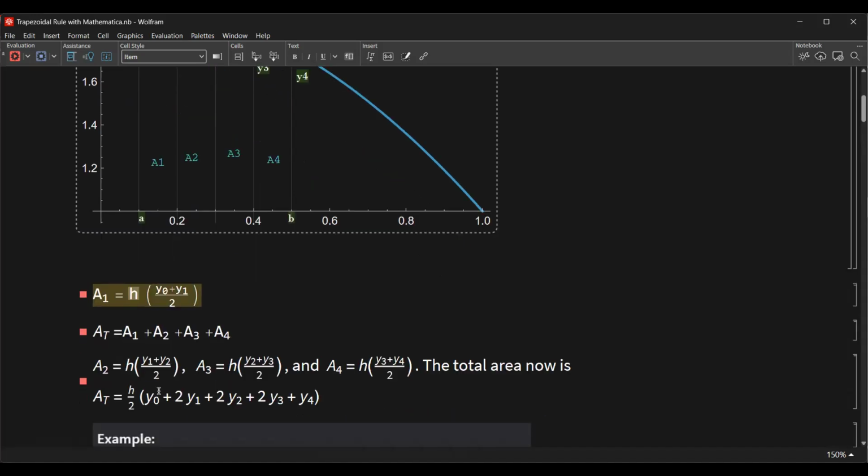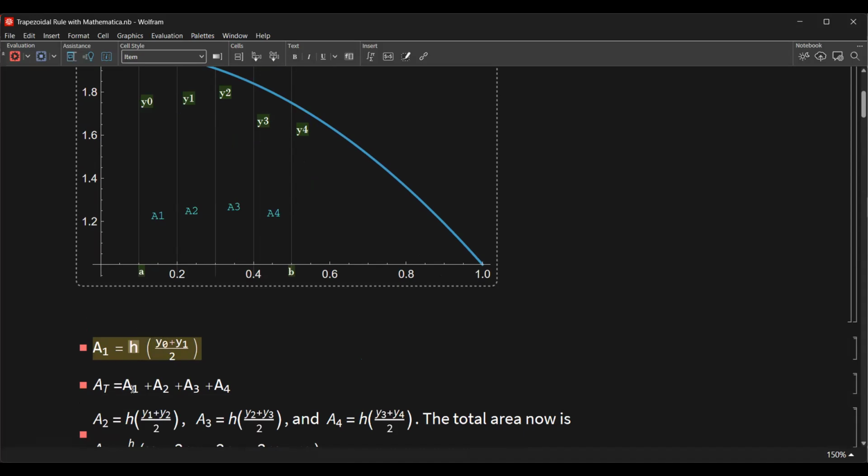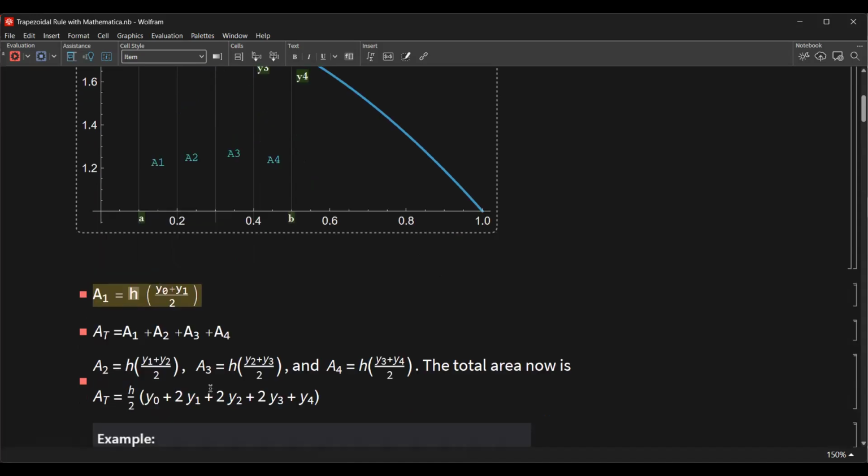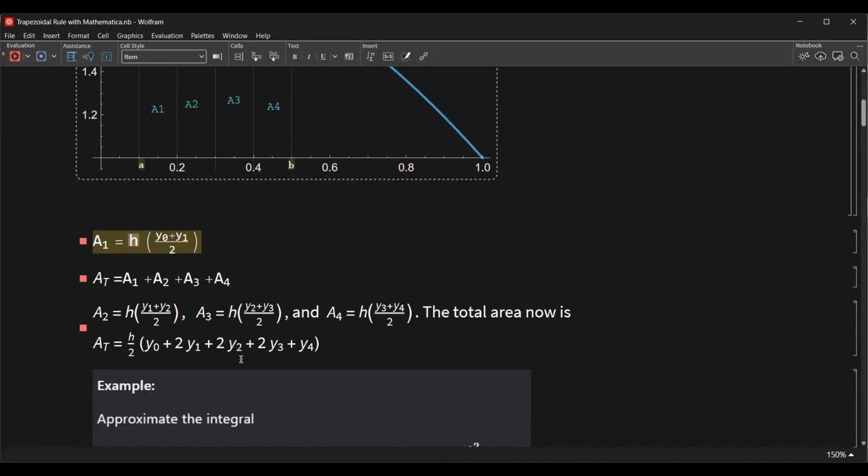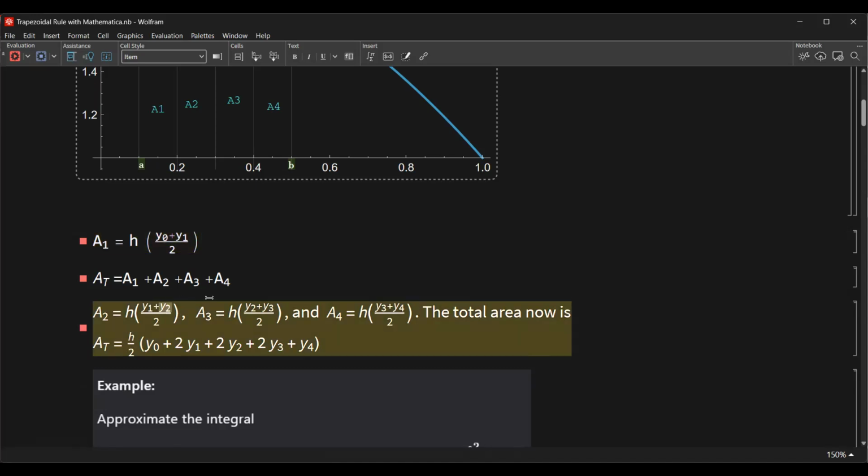the area 1. So we have the total area here, area 1 plus area 2 plus area 3 plus area 4. So our area 2 is equal to the height of the trapezoid in the area 2, h times y sub 1 plus y sub 2 divided by 2, and similarly area 3. Now, if we add all the areas here, we have only one y sub 0 here. Then we have y sub 1 plus y sub 1 is equal to 2 y sub 1. Then y sub 2 plus y sub 2 is equal to 2 y sub 2. Then y sub 3 plus y sub 3 is equal to 2 y sub 3.